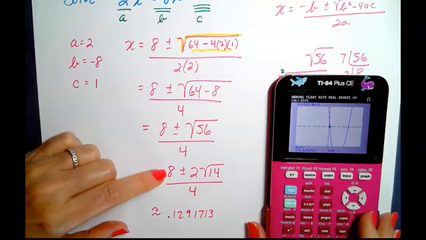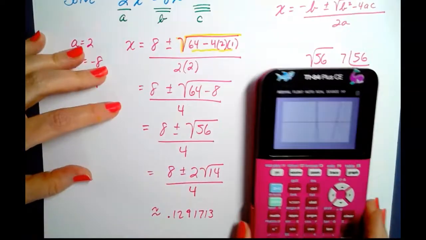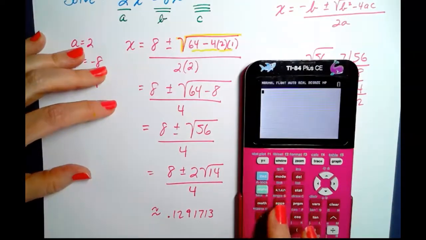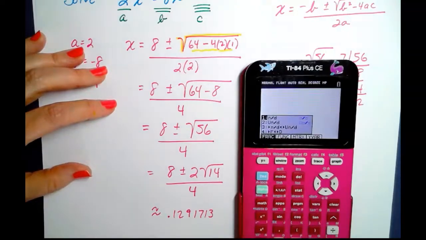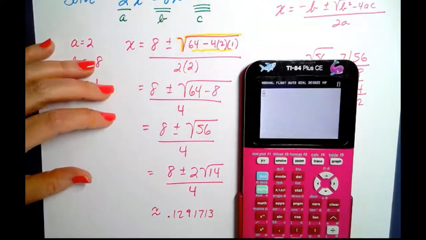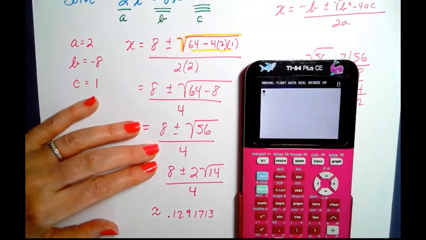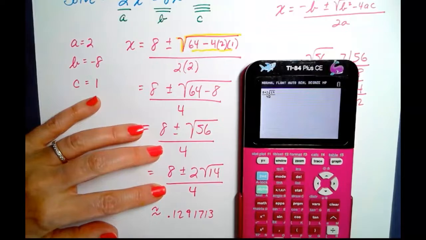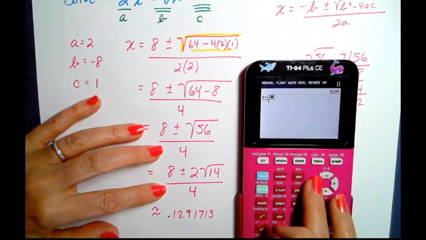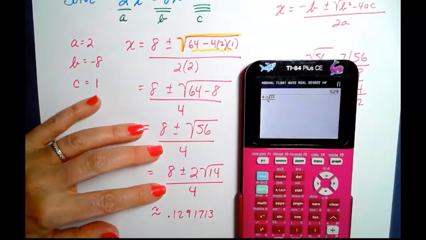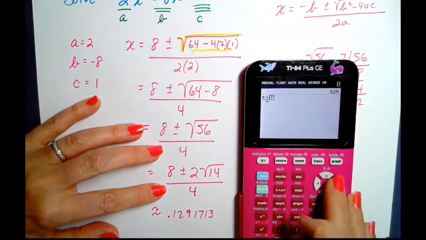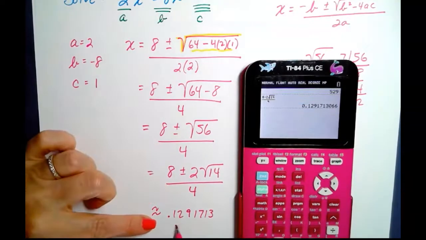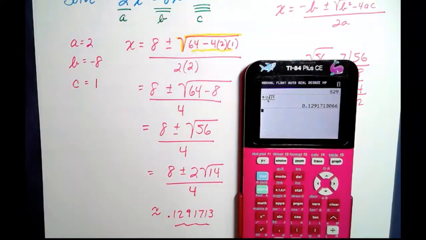Let's see if one of those equals that. So obviously it's not going to be 8 plus 2 root 14. So let's try the other one. I'm going to put this in as a fraction, and yes, my calculator has all sorts of magical buttons. So 8 plus 2 times the square root of 14, and put that over 4. Oh, I really wanted a minus, so let me go back. I want that to be minus. And then as we get out of here, look at that. It's exactly the same thing.